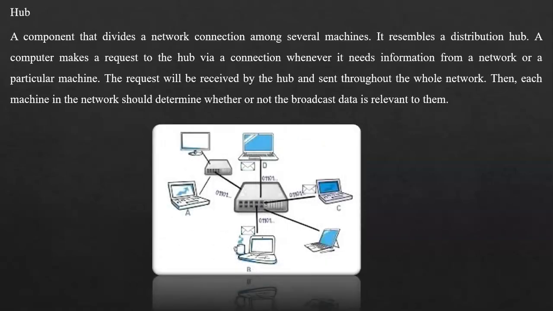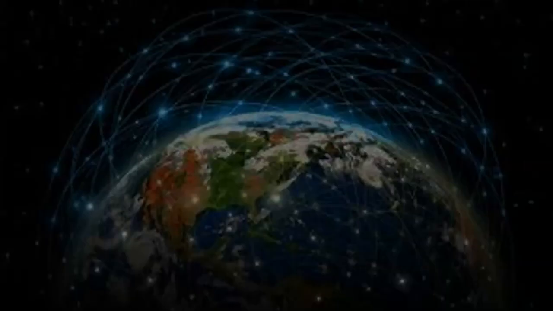Hub, a component that divides a network connection among several machines, resembling a distribution hub. A computer makes a request to the hub via a connection whenever it needs information from a network or a particular machine. The request will be received by the hub and sent throughout the whole network. Then each machine in the network should determine whether or not the broadcast data is relevant to them.